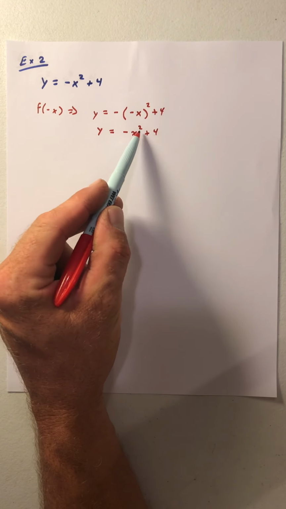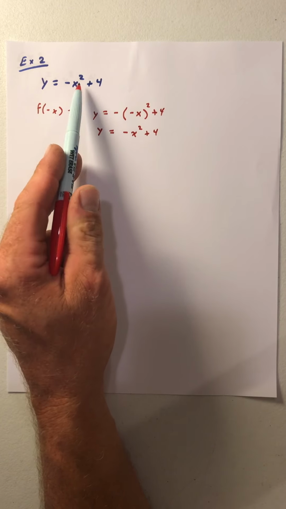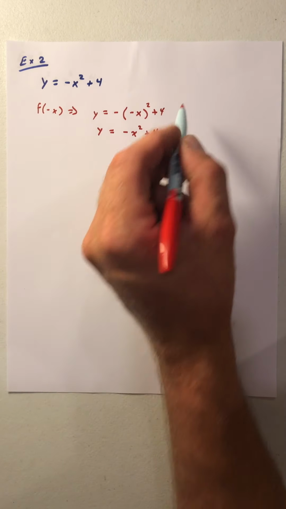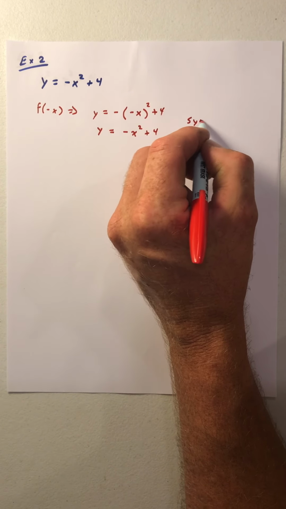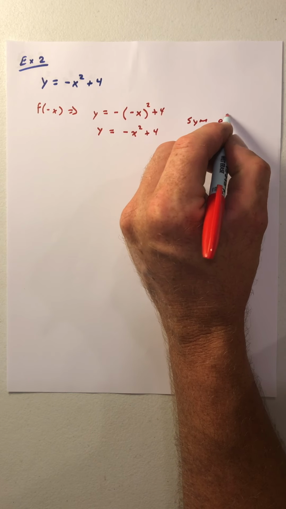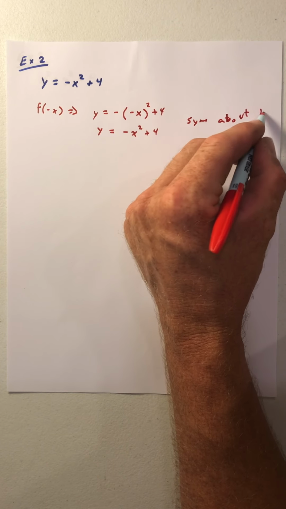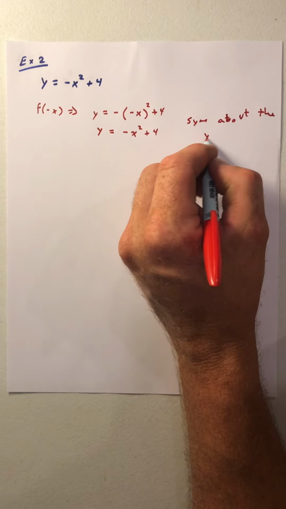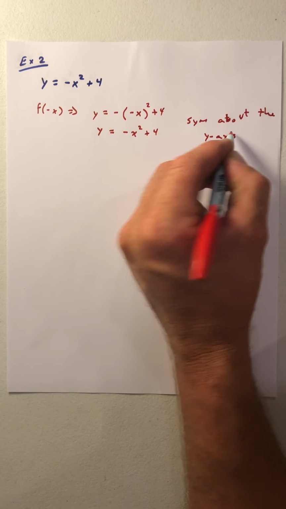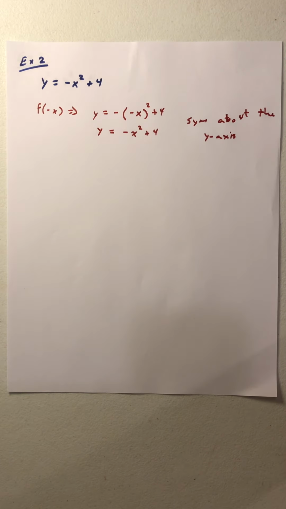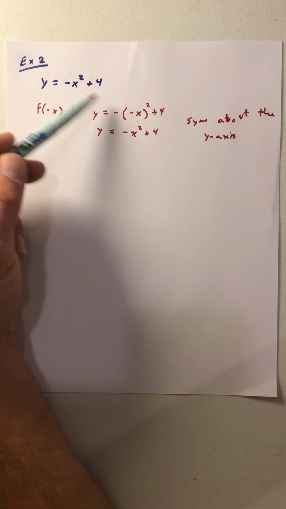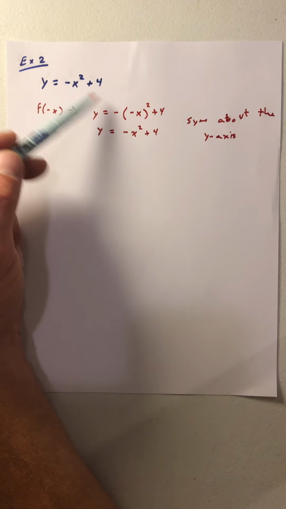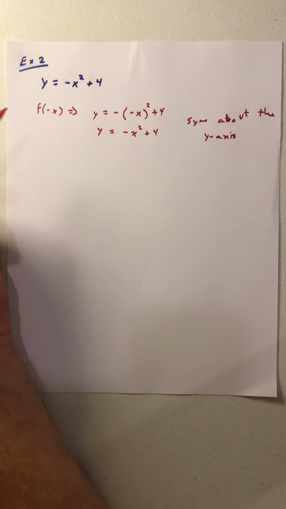So we see that this is the exact same answer. So we know that this is symmetric about the y-axis, or an even function. In order for it to be the origin, we'd have to get exactly the opposite out. Not exactly the opposite, so we know it's not an odd function.